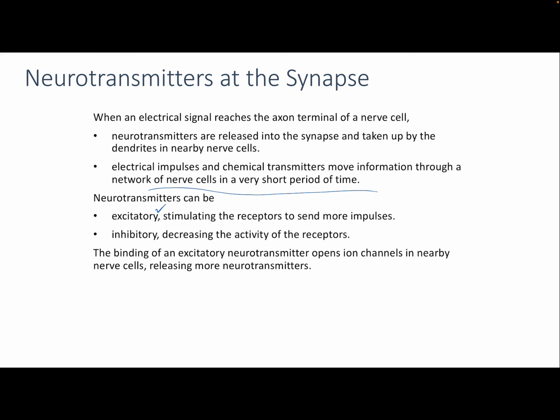The binding of an excitatory neurotransmitter can open a channel in the nearby nerve cells that release more neurotransmitters. So in that way, the excitatory ones are really good at sending a cascading signal, kind of a chain reaction.